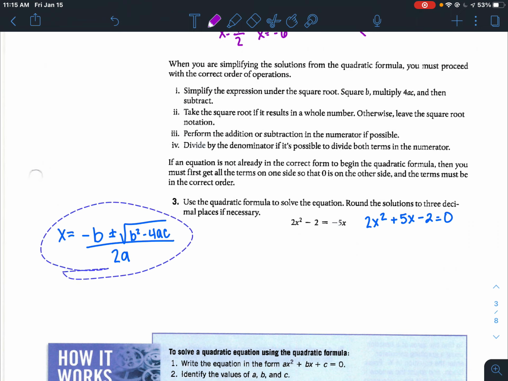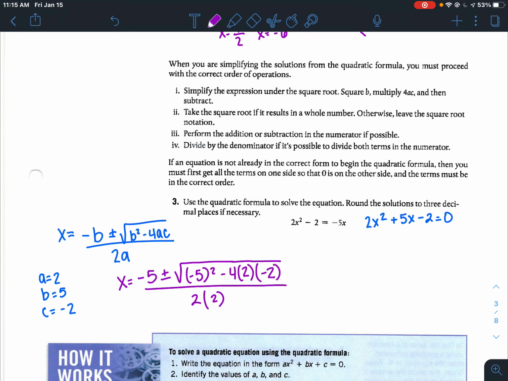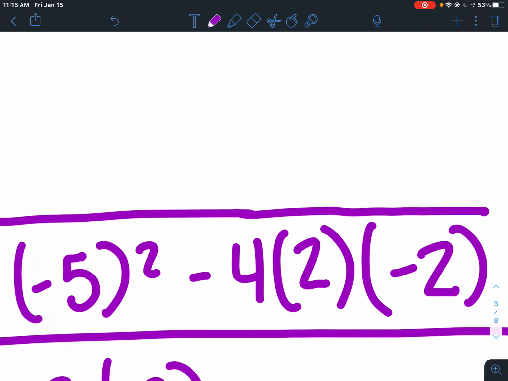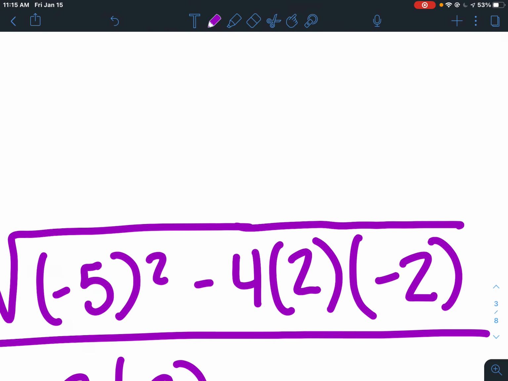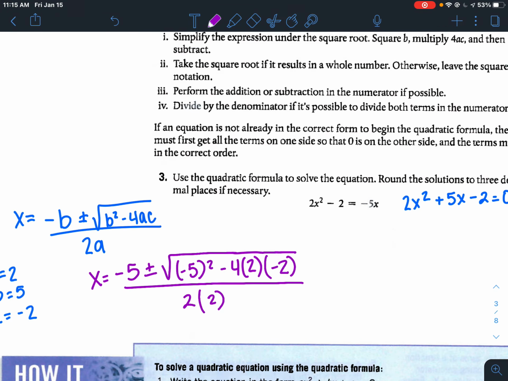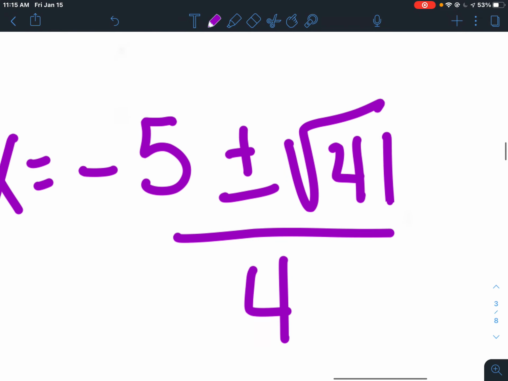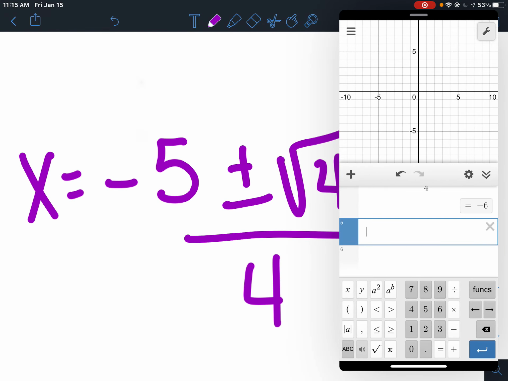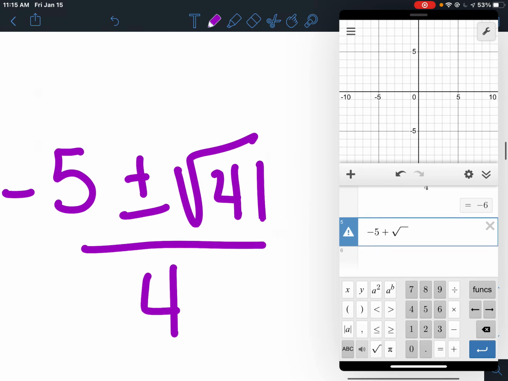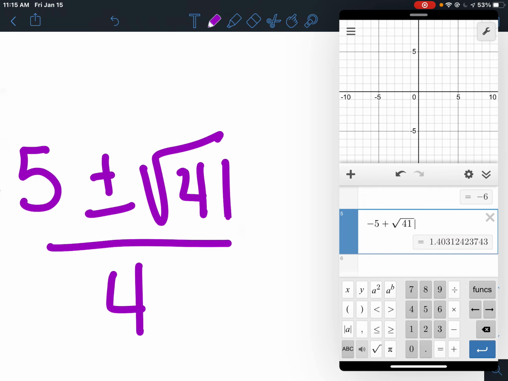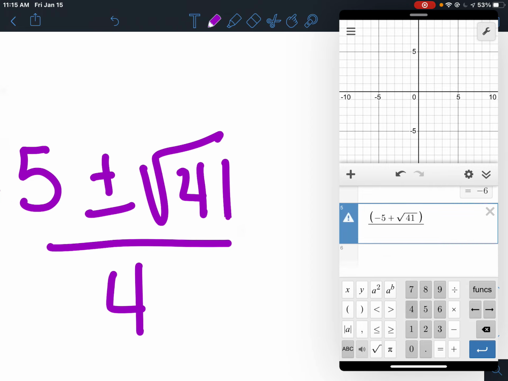Quadratic formula. A equals 2, B equals 5, C equals -2. Plug them right into the quadratic formula, as shown here. So you don't have to type out this huge middle section right here. You can just do the math yourself and then write your quadratic formula like this, if that's a little bit easier. Then when you go to Desmos, it's a little bit less typing in, and then divided by 4.